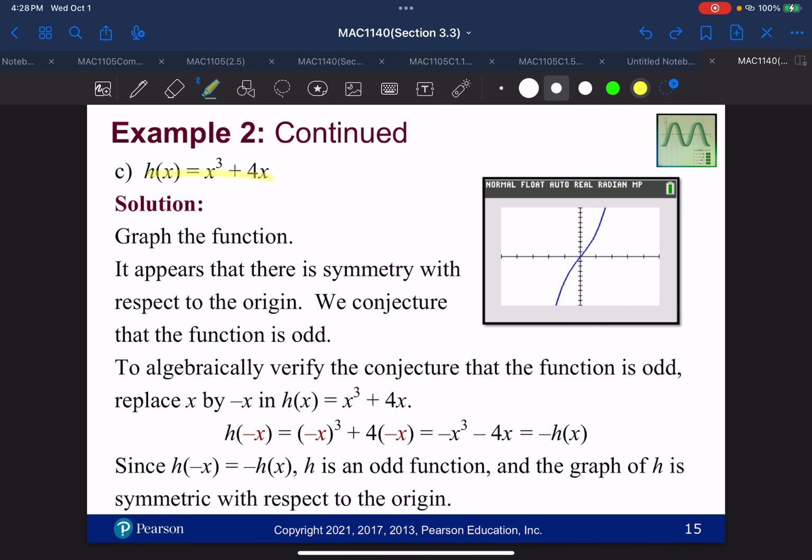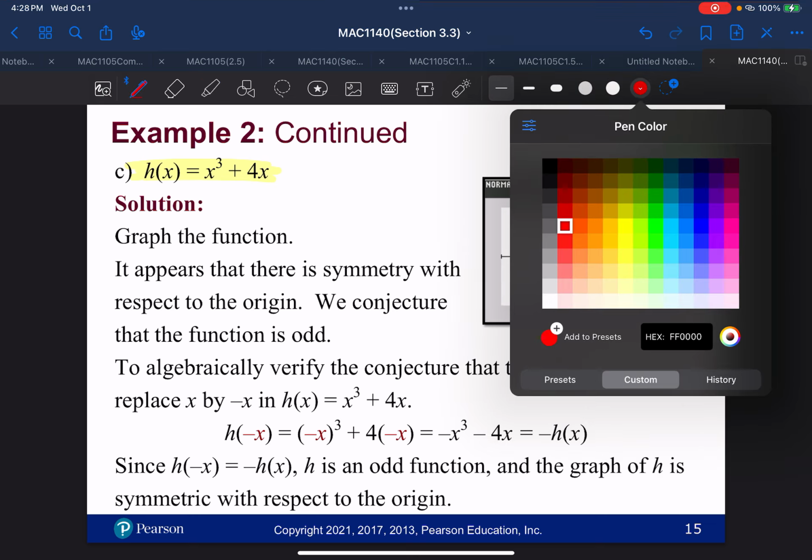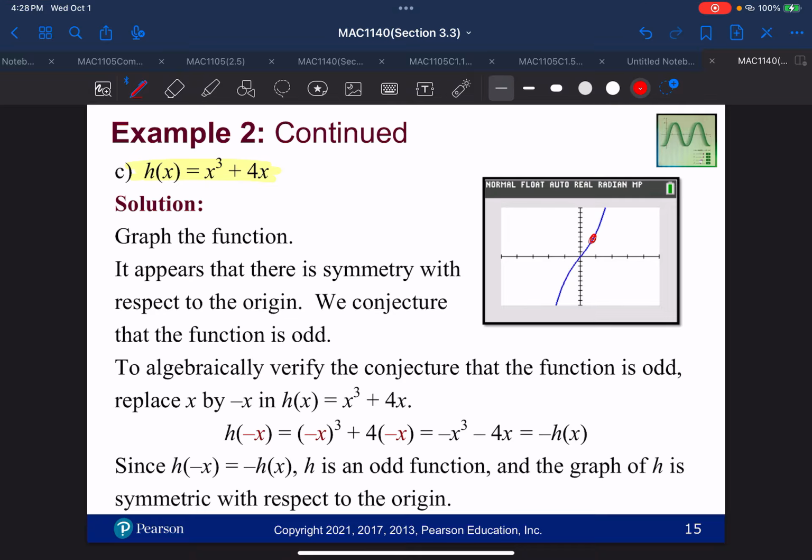Next example is h of x equals x cubed plus 4x. So if we graph that, we can see that it's not symmetric about the y-axis, but it is symmetric about the origin, because again, if I picked a point here, it would coincide with a point in that third quadrant.